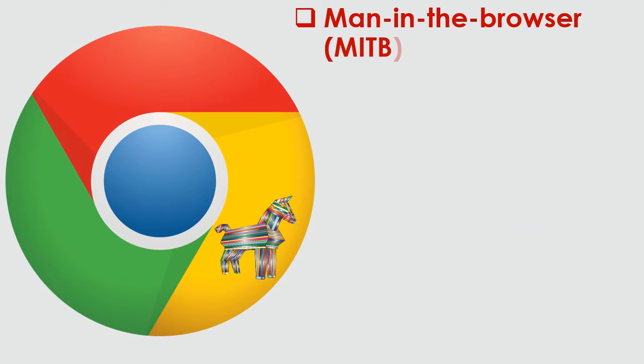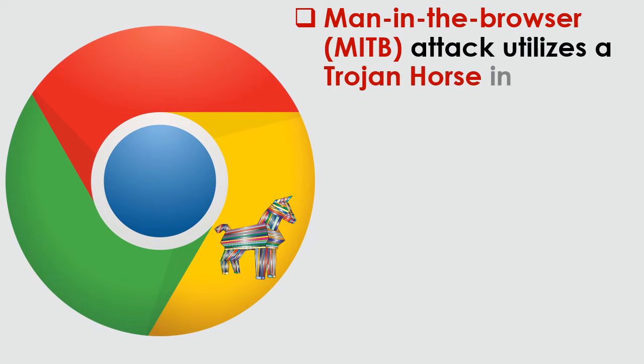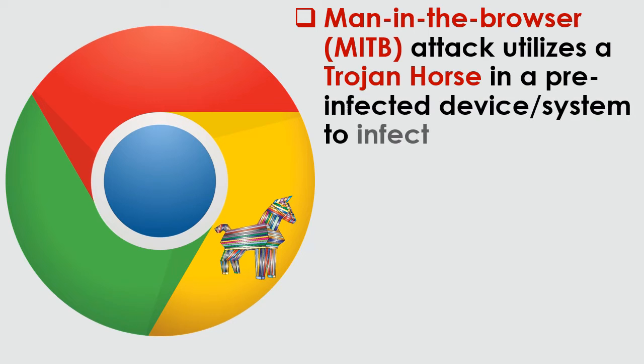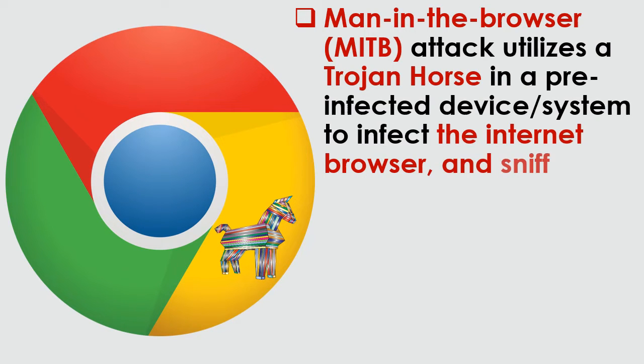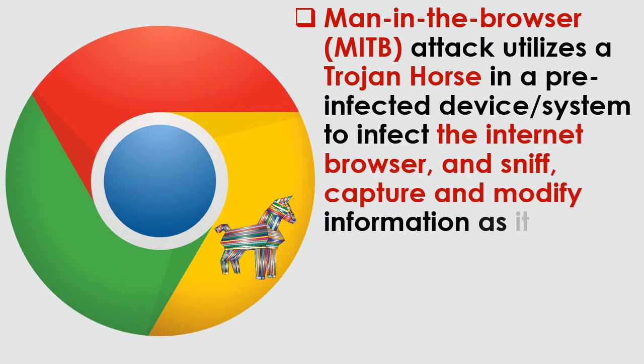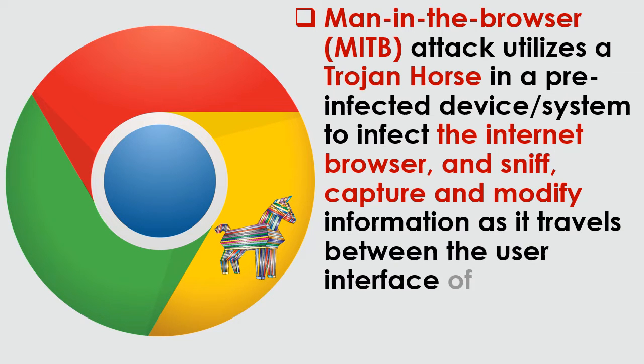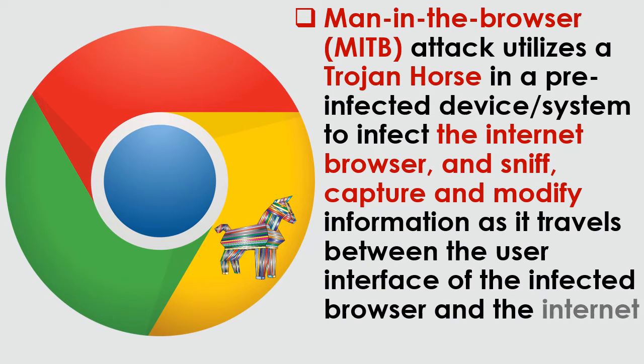A man in the browser, MITB, attack utilizes a Trojan horse in a pre-infected device or system to infect the internet browser, and sniff, capture and modify information as it travels between the user interface of the infected browser and the internet.